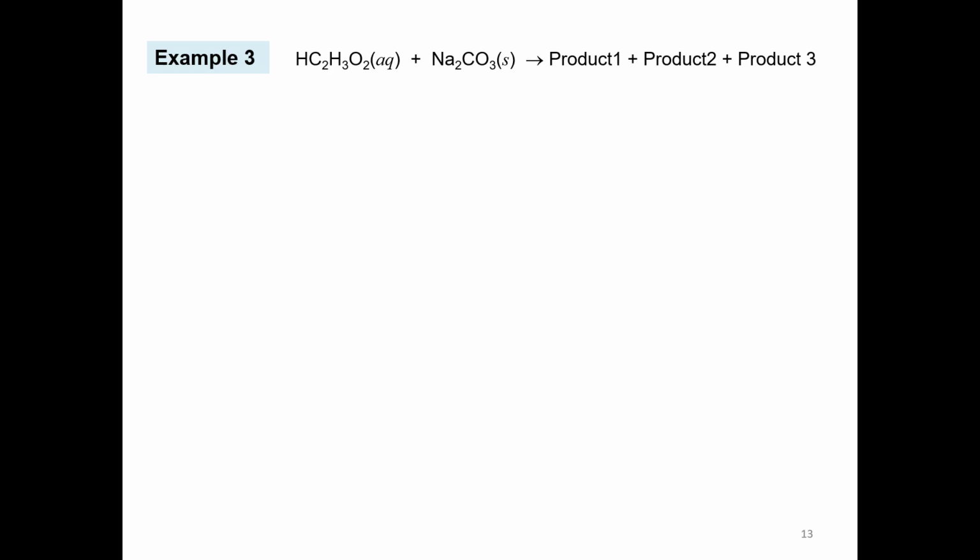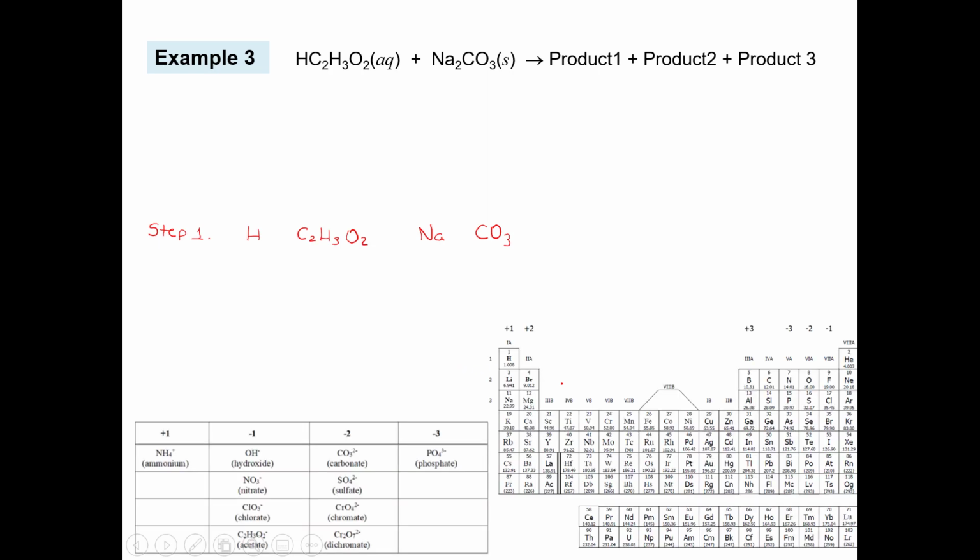Let's start with step number 1. We need to identify the ions. We had hydrogen, we had acetate, which is a polyatomic ion, and in the other reactant we had sodium and we had carbonate. And let's see what the charge is for each of these ions. In the case of hydrogen, hydrogen is in the first group, and this is why it's positive 1.